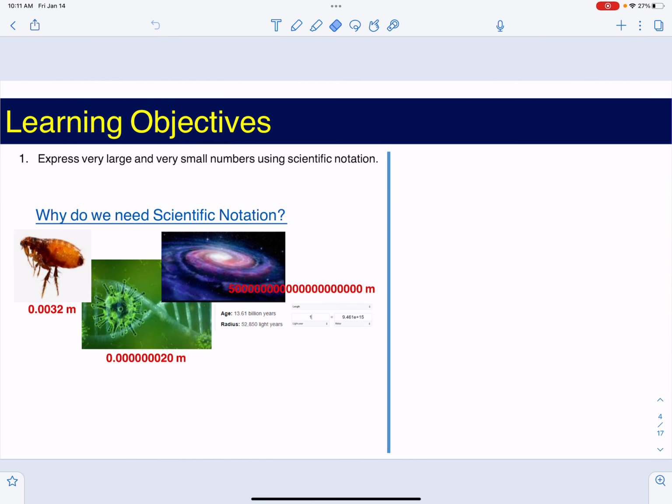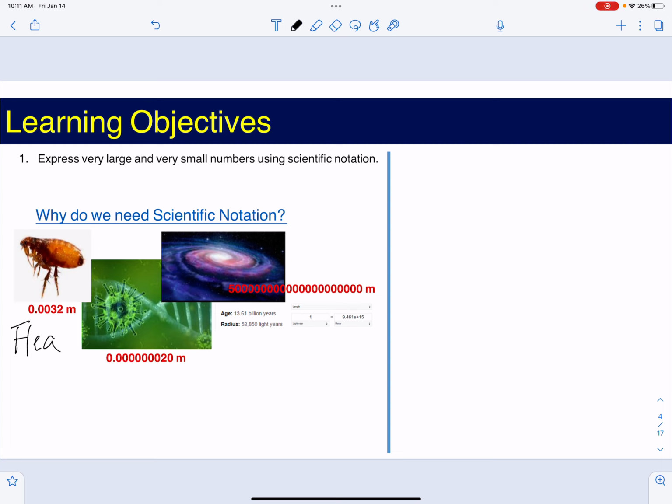So going back to the scientific notation. What is scientific notation? Scientific notation is a way to express small numbers and big numbers. So a small number would be, for example, a flea, which measures 0.0032 meters, or a virus, which measures 0.0000000020 meters, or a very big number. It could be our galaxy, the Milky Way, which measures 5 with all those zeros after it.